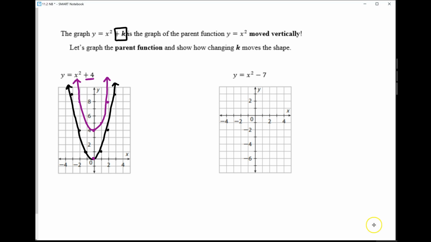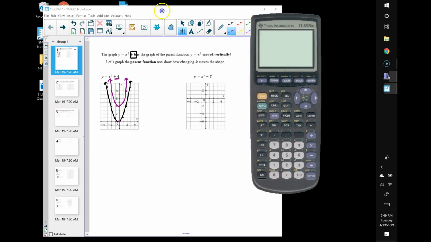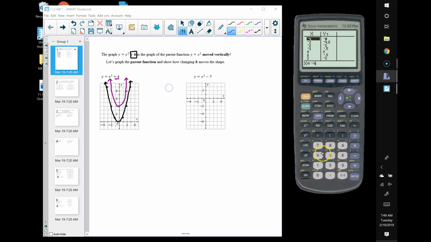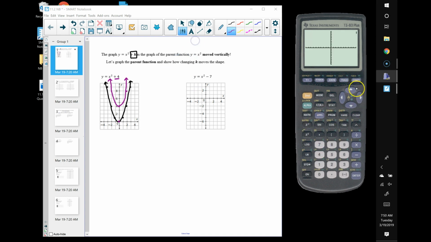And if I want to double check that on my calculator or Desmos, whichever you prefer, I can go ahead and graph x squared plus 4. I can also graph x squared in the same grid. And you can see that it's going to graph two parabolas, and x squared plus 4 is just shifted 4 up from the parent function.